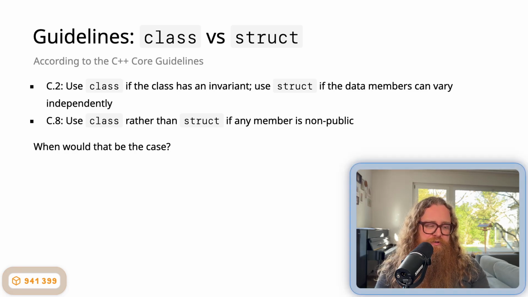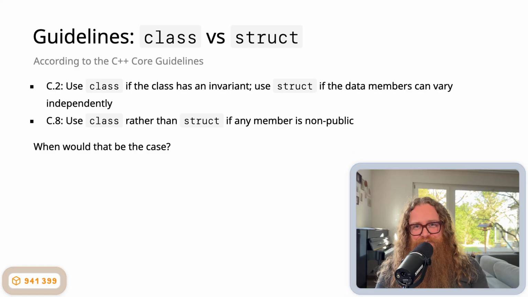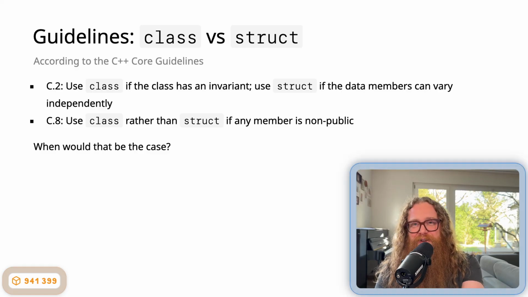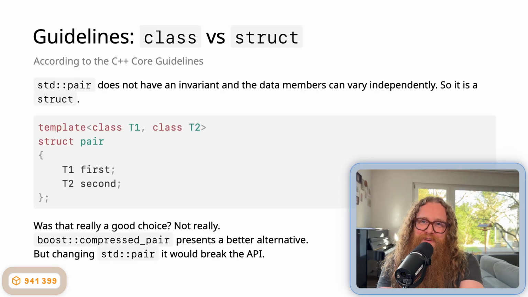So I just told you that data members should always be private. So what this means here is that always use class if you have data members, right? But there are exceptions, which I will also want to show. So first we look at the first guideline here.